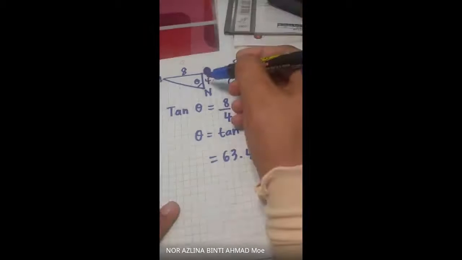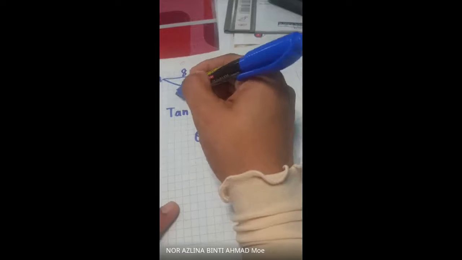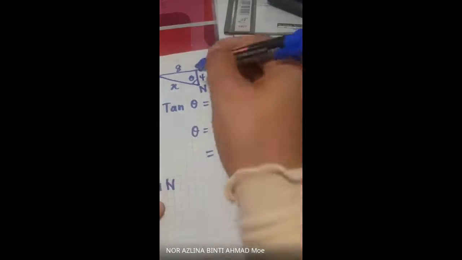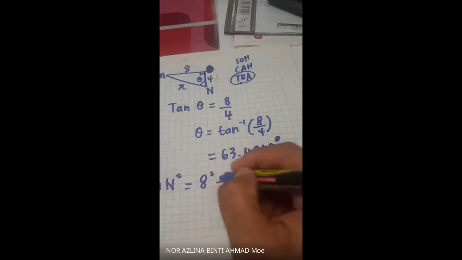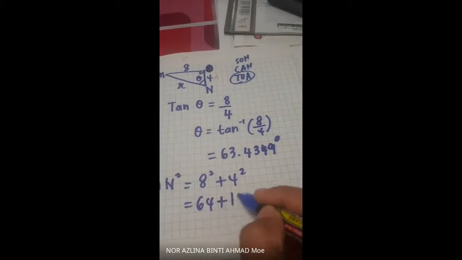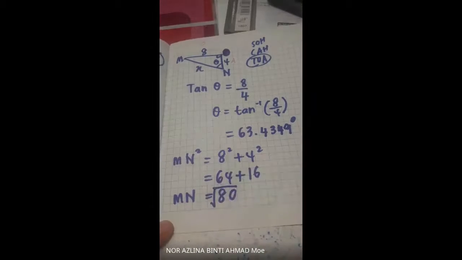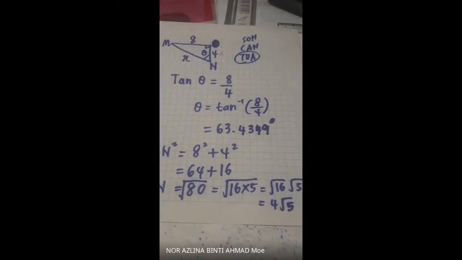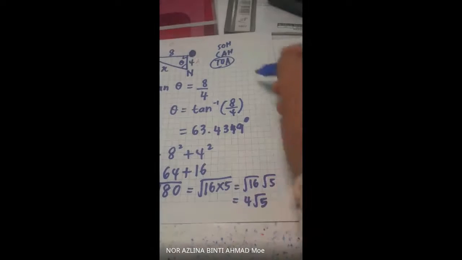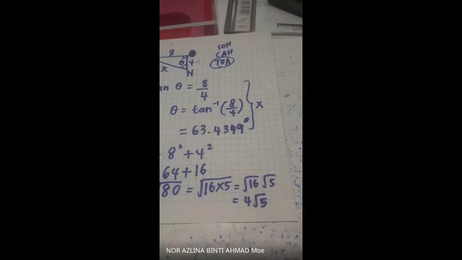When I draw here, okay, he wants to find MN. So, MN, this is Pythagoras theorem, right? MN squared equal to 8 squared plus 4 squared. And this is 64 plus 16. So this is 80. We want MN only. So MN should be square root of 80. So we can simplify. 80 is 16 multiplied by 5. So this is 4 square root 5. Because the question asks you to state your answer in surd form. So this is surd form. 4 square root 5. Ignore this one, it was wrong earlier. He wants to find MN for A.